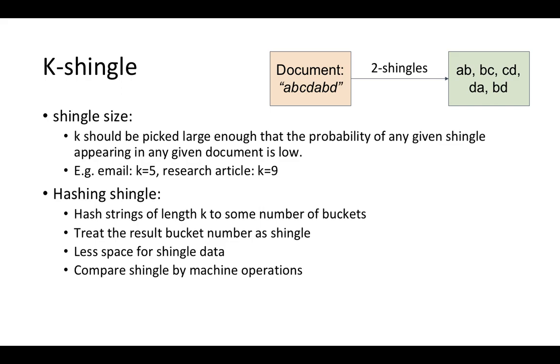Instead of using substrings directly as shingles, we can pick a hash function that maps strings of length k to some number of buckets and treat the resulting bucket number as a shingle. The set representing a document is then the set of integers that are bucket numbers of one or more k-shingles that appear in the document. In this way, not only has the data been compacted, but we can now manipulate shingles by single-word machine operations.